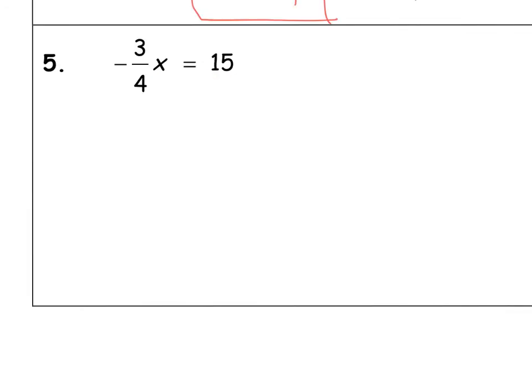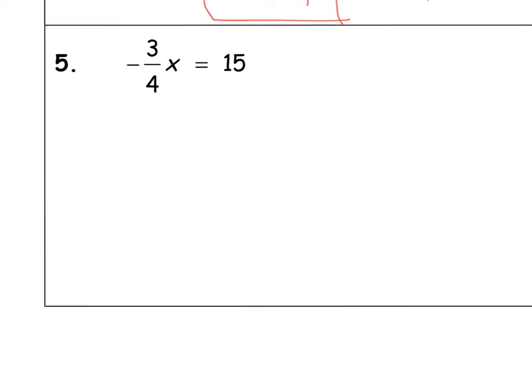Okay, so number 5, we have a fraction, we have a negative, so you know that's not always fun. One of the things I do when I have fractions and I have a negative sign is I rewrite this. I put this as negative 3/4 because I want to make sure that I only use that negative sign once. So this is negative 3/4.